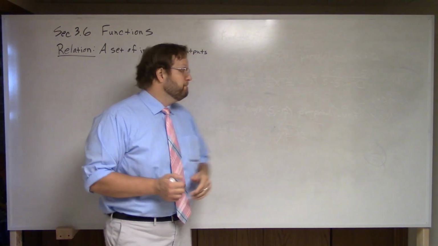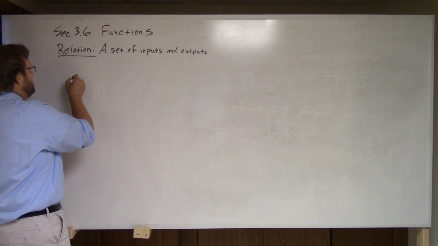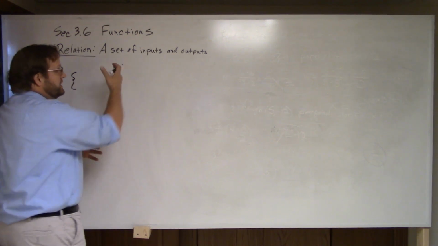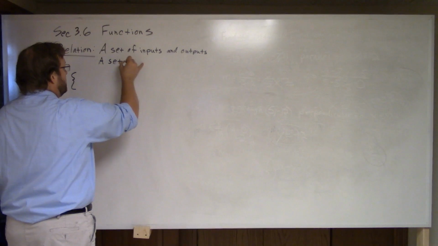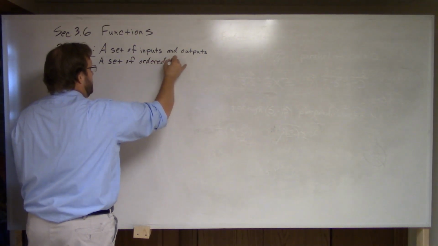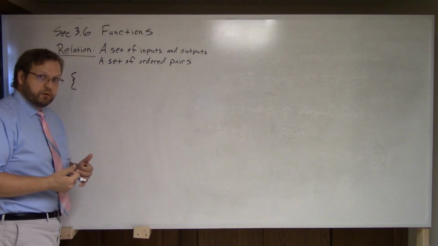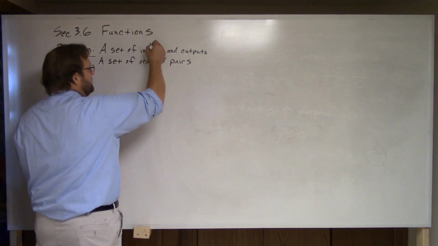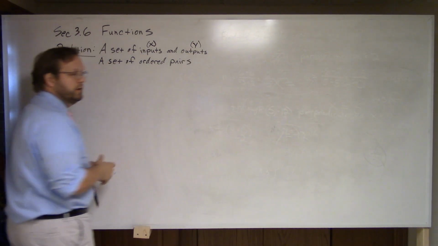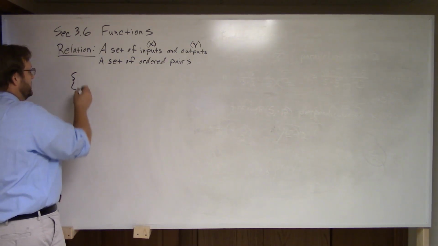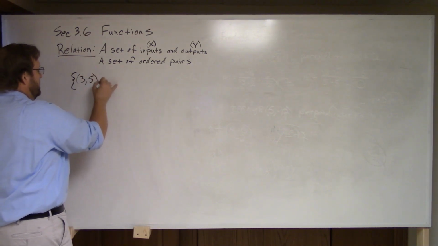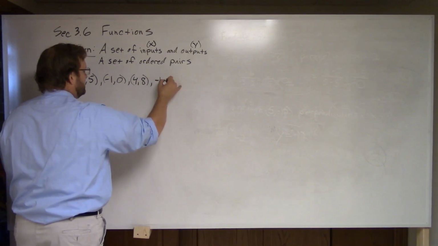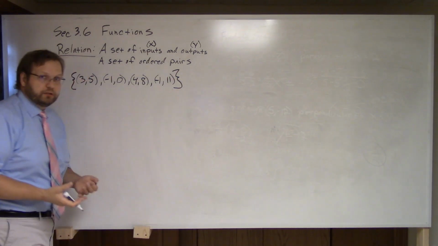An example of that, in more of a mathematical sense, could be a set of ordered pairs. A set of inputs and outputs is also a set of ordered pairs, one coordinate being your input, one coordinate being your output. Typically, the input is going to be your x coordinate and your output is your y coordinate. So let's say I look at a relation and I have (3, 5), (-1, 0), (4, 8), (-1, 11). That's a relation. It's a set of ordered pairs.